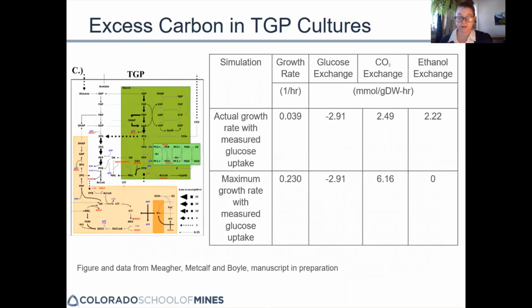However, for the TGP cultures containing glucose, the results were very different, and here things started to get a little bit weird. According to model predictions, the measured glucose uptake rate far exceeds the amount that would be needed to match experimental growth rates. If all of this carbon was being used in respiration, the growth rate would be a full order of magnitude higher than was observed. So this excess carbon had to be going somewhere else, but where?